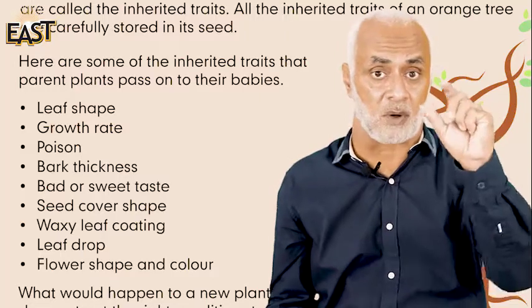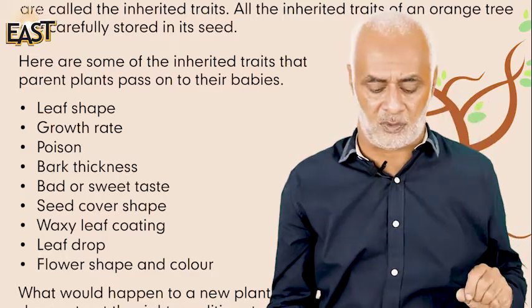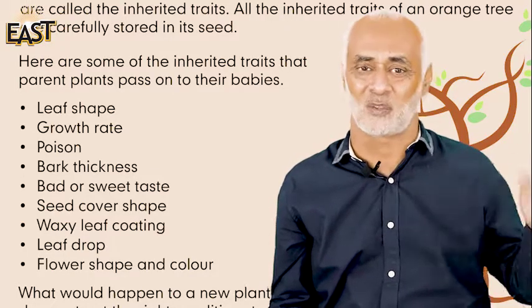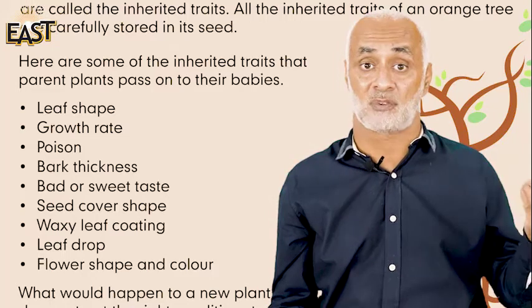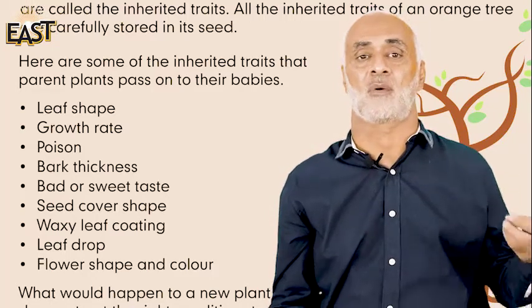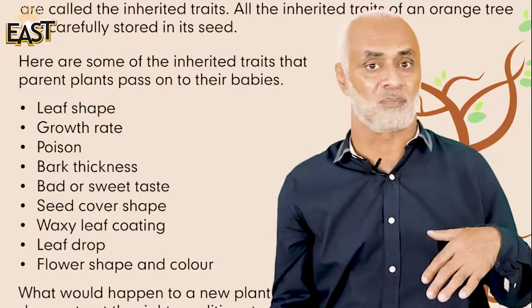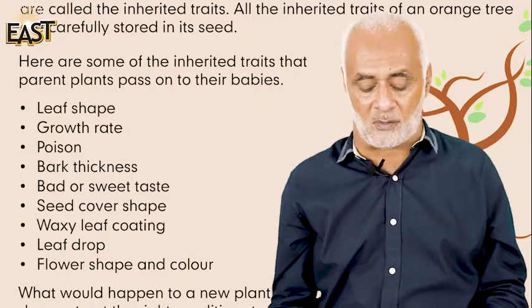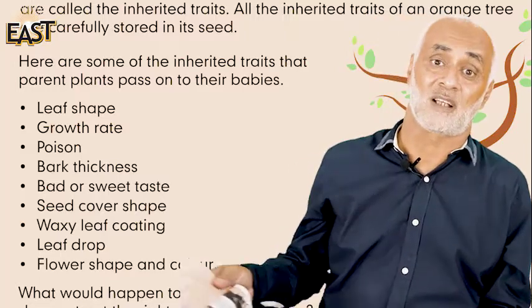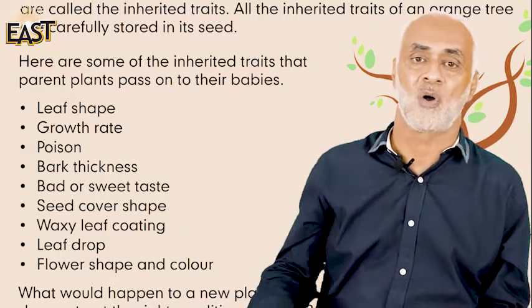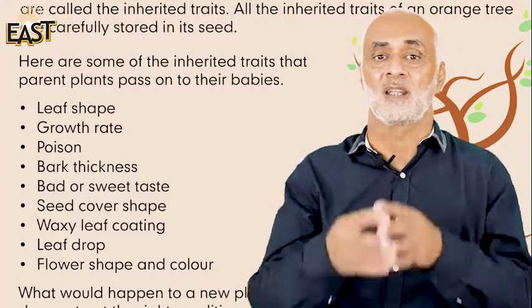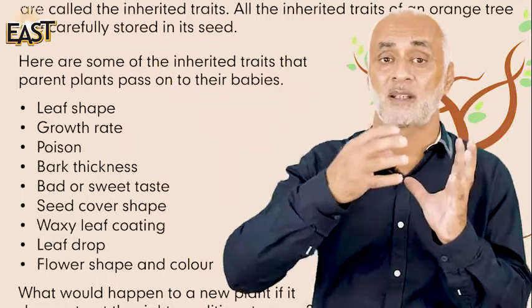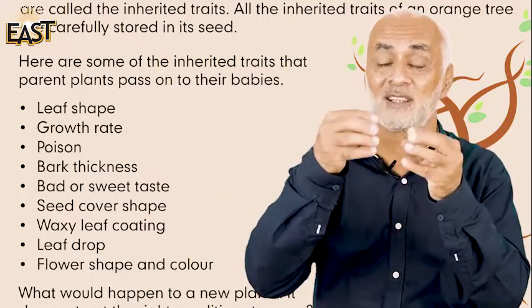Seed cover shape, how the seed is covered. Waxy leaf coating, what kind of coating is there on the leaves. Leaf drop, if the leaves drop or not, what time of the year they drop, and flower shape and color. So the color of flowers, their shape, all this information, the new baby plant gets from their parents and it is stored in the seed.